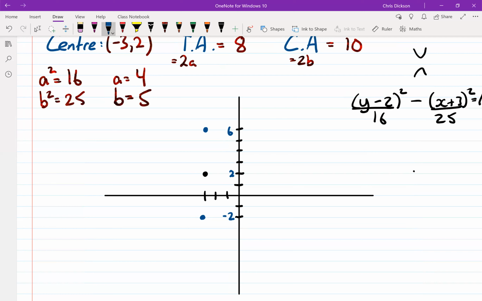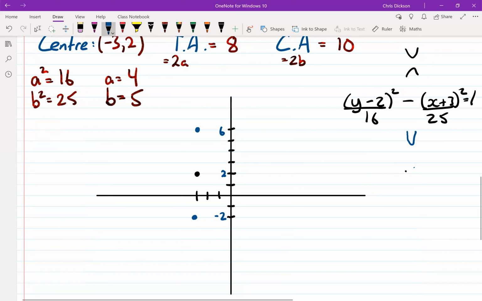So how do you draw this thing properly now? Like how do you know not to do it really wide or something like that? And that's actually where the conjugate axis comes into play now. Okay. Now these relationships actually have asymptotes.